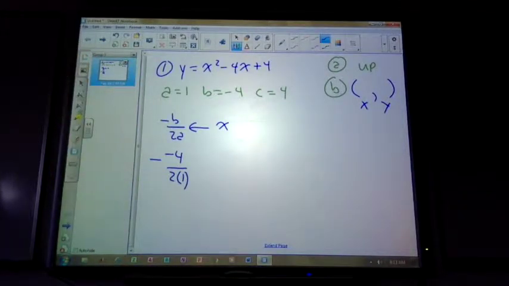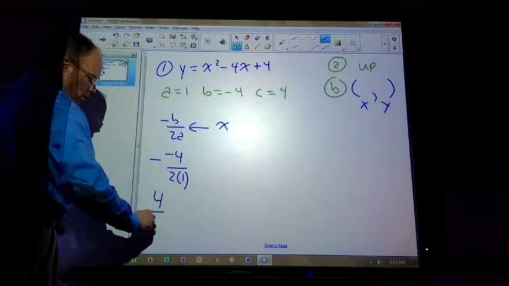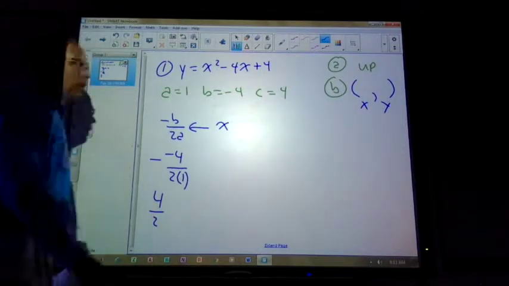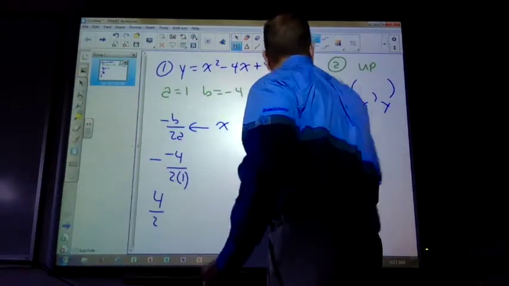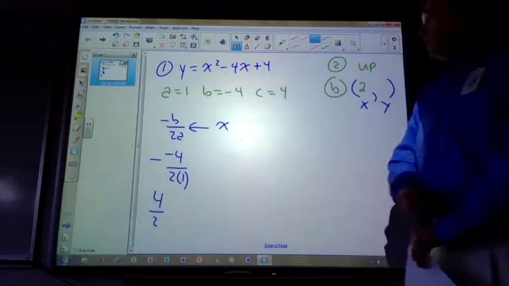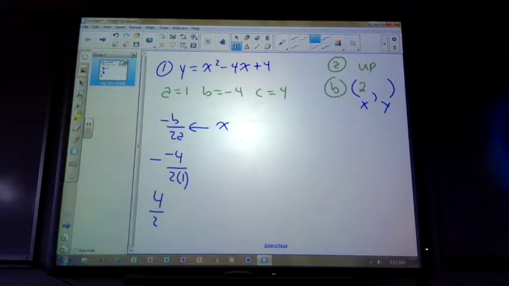Anything stuck on there? Negative 4 is? Positive 4. So I get 4 over 2. 4 over 2 is? 2. So my x component of my vertex is 2. Is everybody okay with that? Do I have the vertex yet? No, I have one part of it. I know that at 2 comma something, my vertex will exist. Agree?